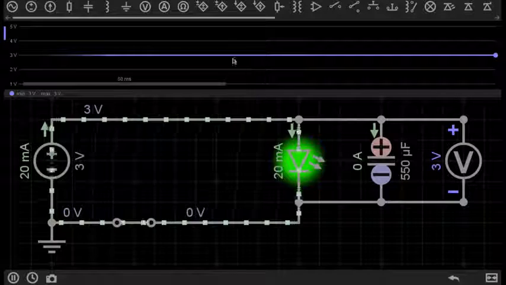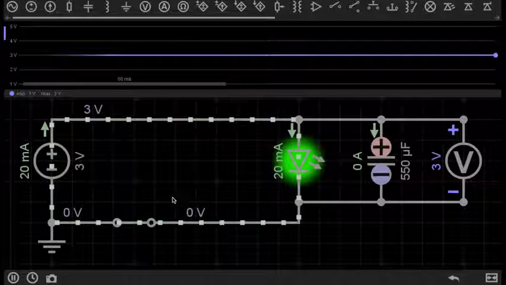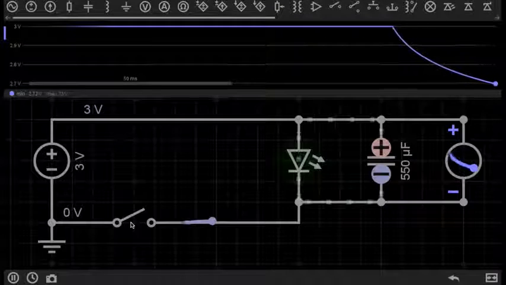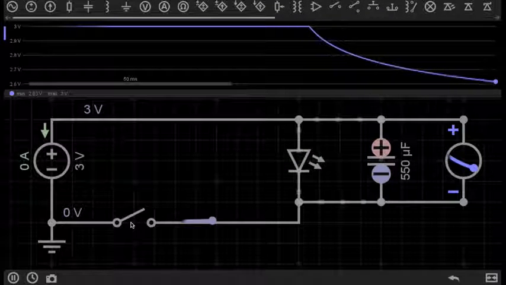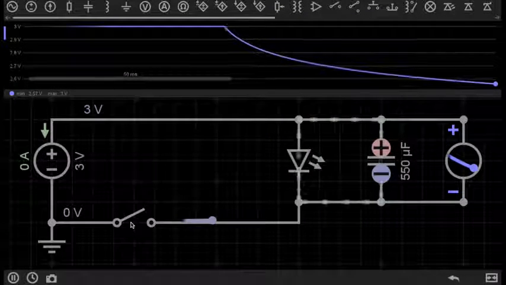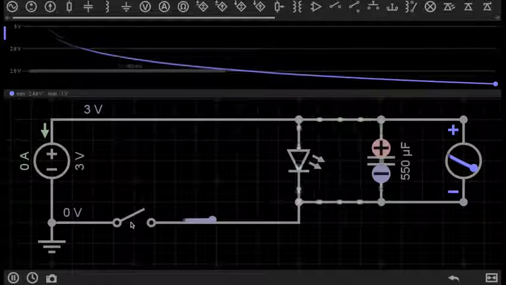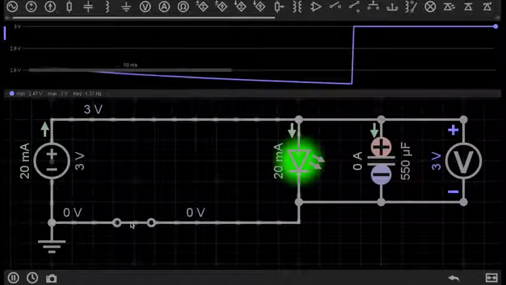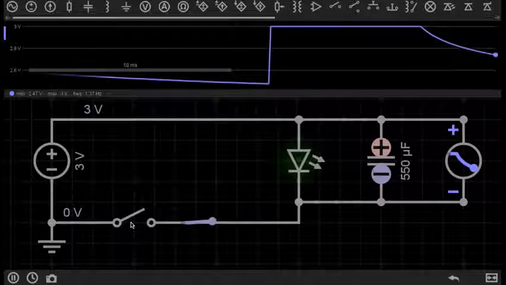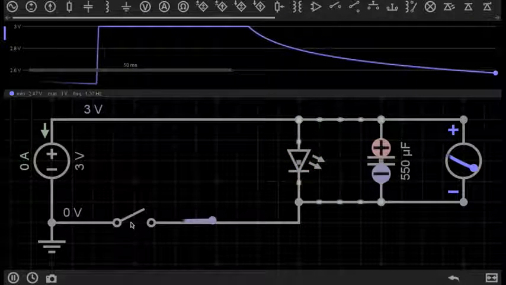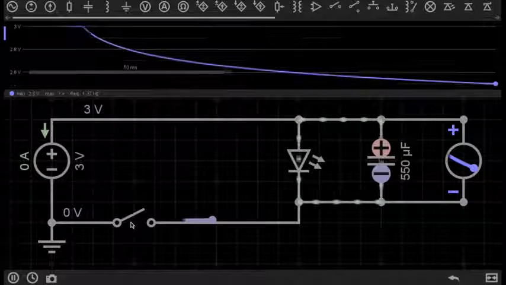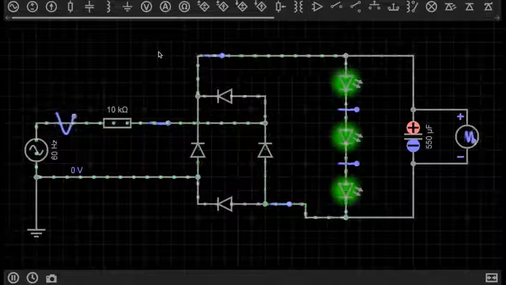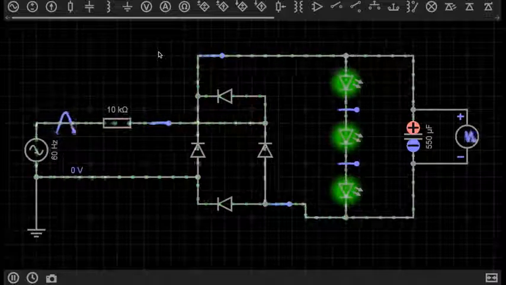So watch the voltage of the capacitor up here as I open the switch on this circuit. You can see as the LED fades out, the voltage of the capacitor is dropping. So the capacitor is charging up, and when I open the switch, it's discharging through the LED, which is why we see that fade as the voltage in the capacitor drops. So here's an example of a practical use of a capacitor in a circuit.